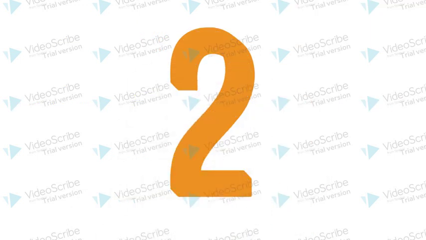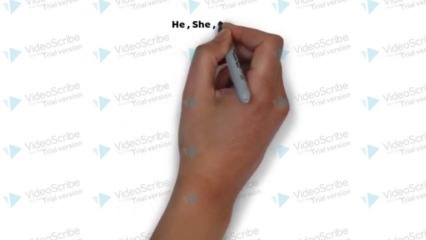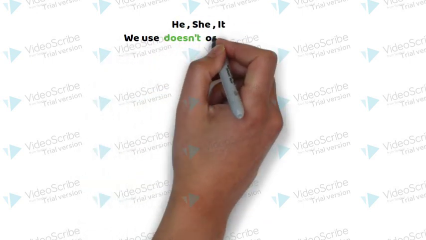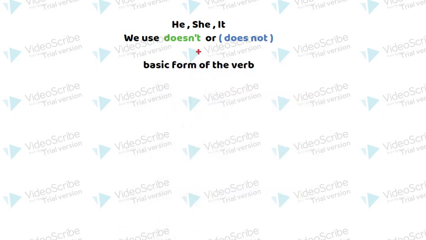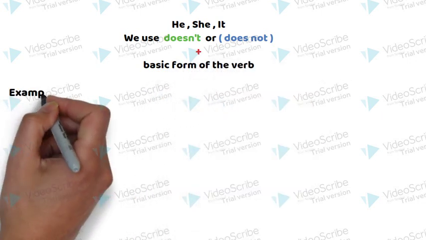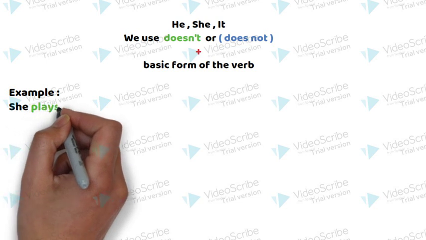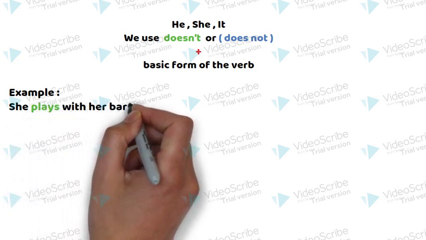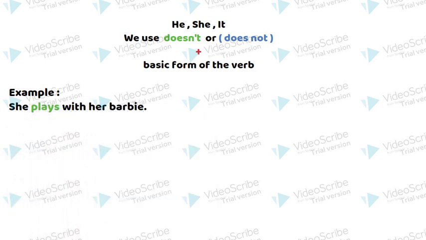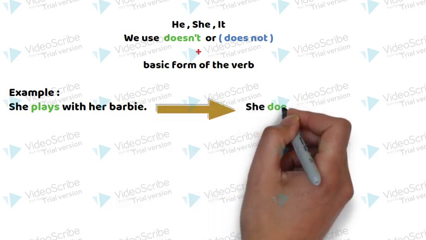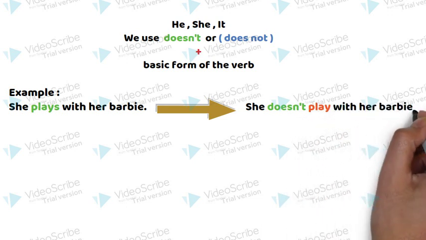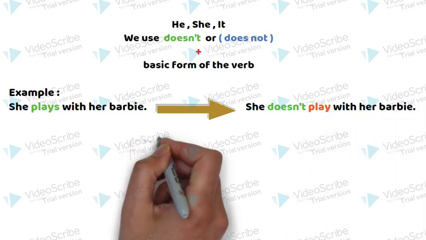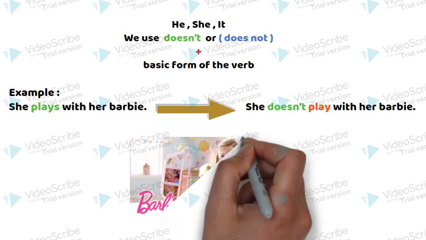Number two, with he, she, and it, we use doesn't, which is the reduced form of does not, plus the basic form of the verb. Example, she plays with her Barbie. Plays is in the simple present tense. Negative form is she doesn't play with her Barbie.